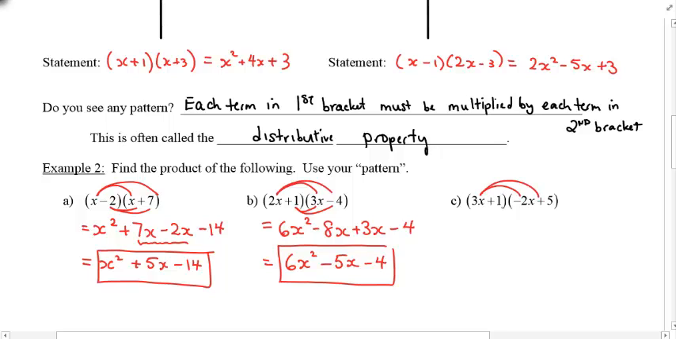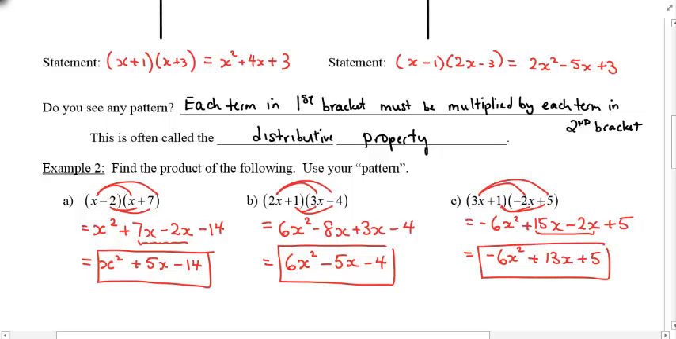C. Same business. Okay. Distribute. So 3 times negative 2x, negative 6x squared. 3x times 5, 15x. Negative 1 times 2x, negative 2x. Negative 1 times 5, negative 5. And once again, combine them together. Done.